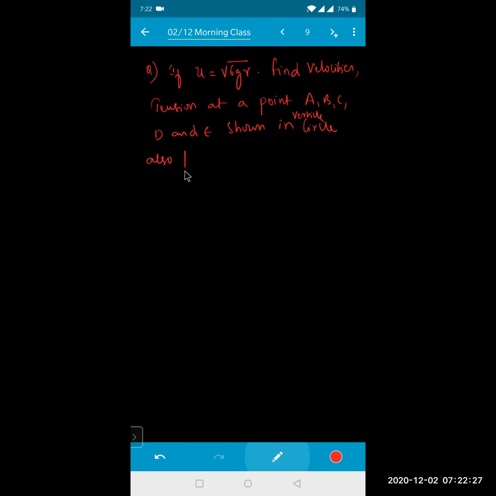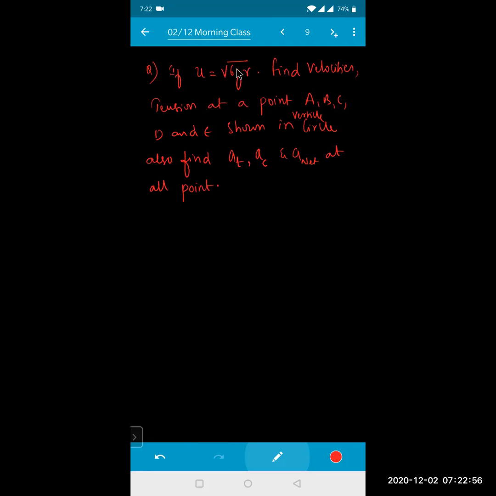Also find tangential acceleration, centripetal acceleration, and net acceleration at all points. Nearly 10 questions, so I've written them into one problem. Only this value might change for different situations, but nearly how many questions? 1, 2, 3, 4, 5, 6, 7, 8 questions have been incorporated in one single question.